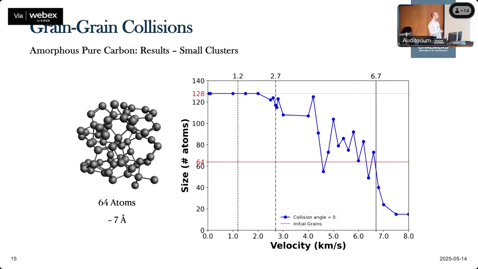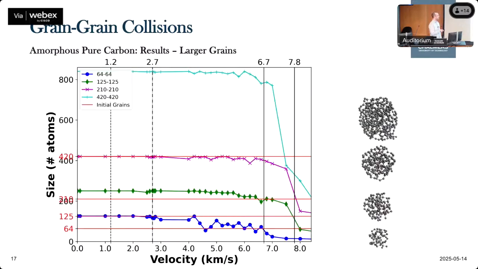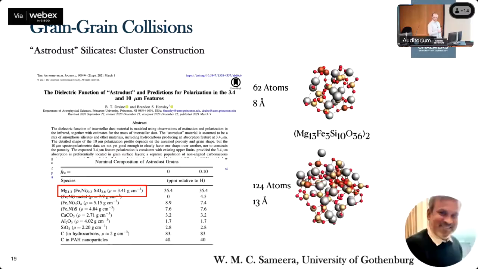So here is the number of atoms in the largest surviving grain as a function of impact velocity for these amorphous carbon structures that are approximately 7 angstroms. And you see that the fragmentation seems to be happening at quite a bit higher than the canonical 1.2 kilometers per second value, which is typically used. We can assess the impact of the impact angle, which doesn't seem to be particularly important because they're amorphous. And then we can do this for as large a grain as we can simulate. And in general, we see that these grains tend to be pretty robust, up to perhaps a factor of 3 higher than the traditional threshold. I'm going to skip that because I'm running out of time.